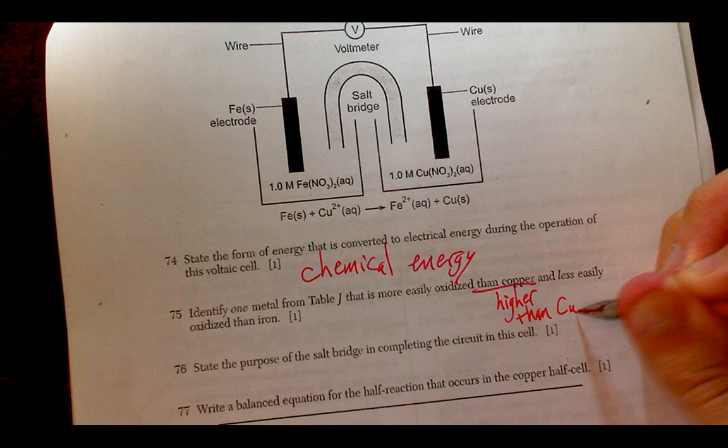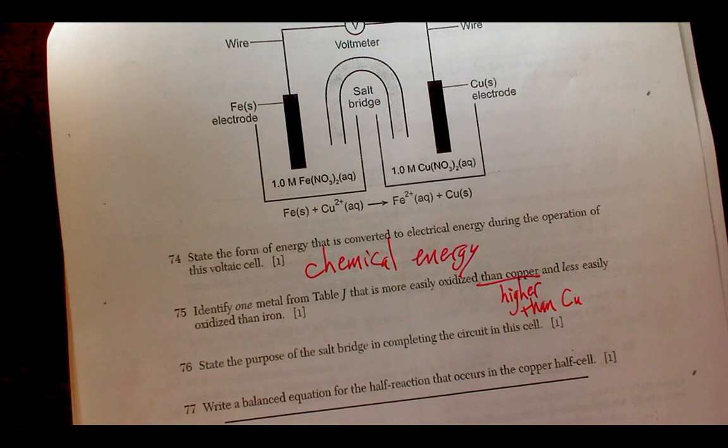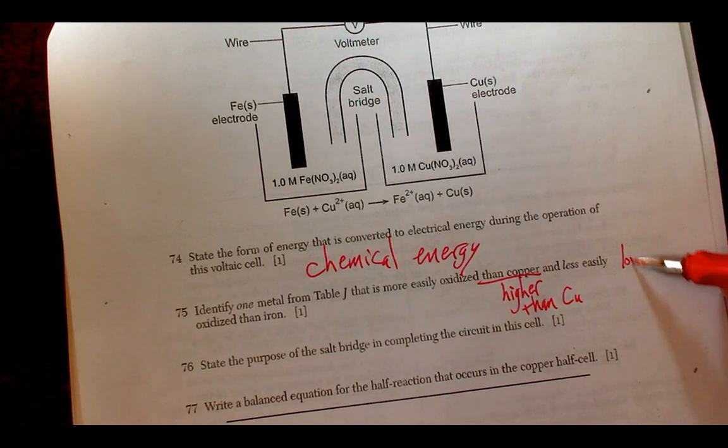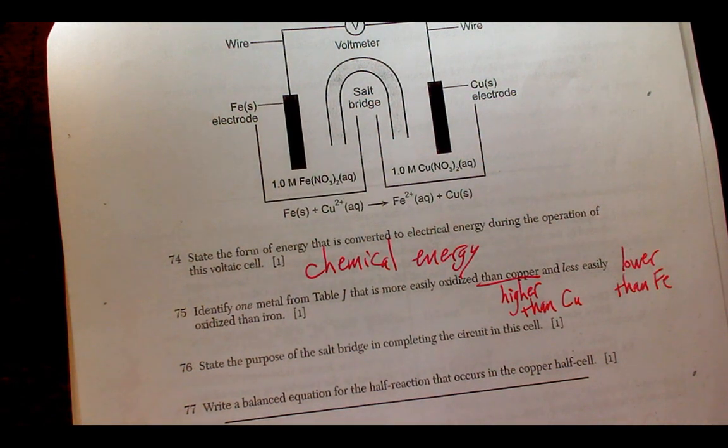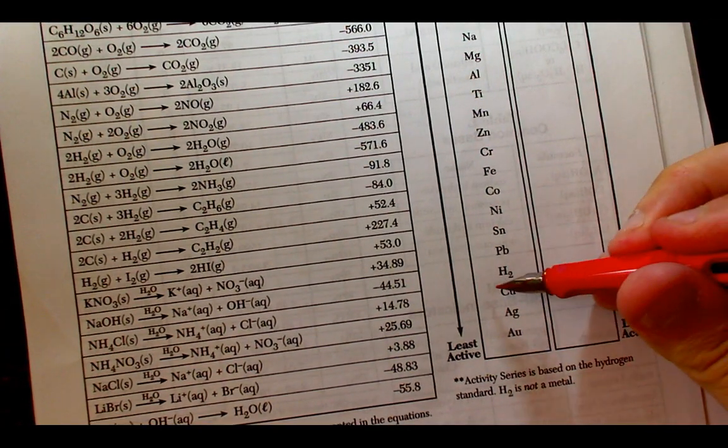So I'm looking for something higher than Cu and less easily oxidized than iron. I'm looking for lower than Fe on table J. So I just got to go to table J, find something between Cu and Fe essentially. So we're looking for something higher than Cu, so higher than here.